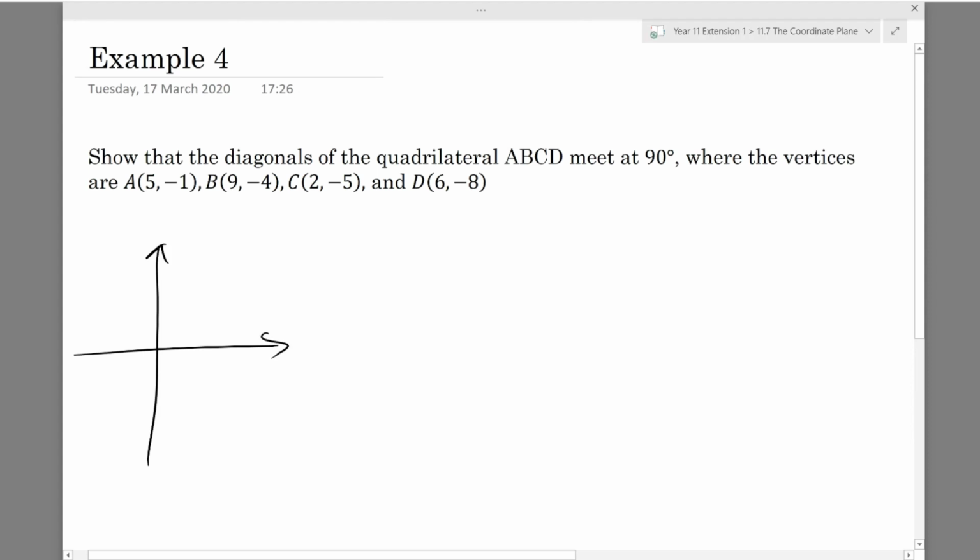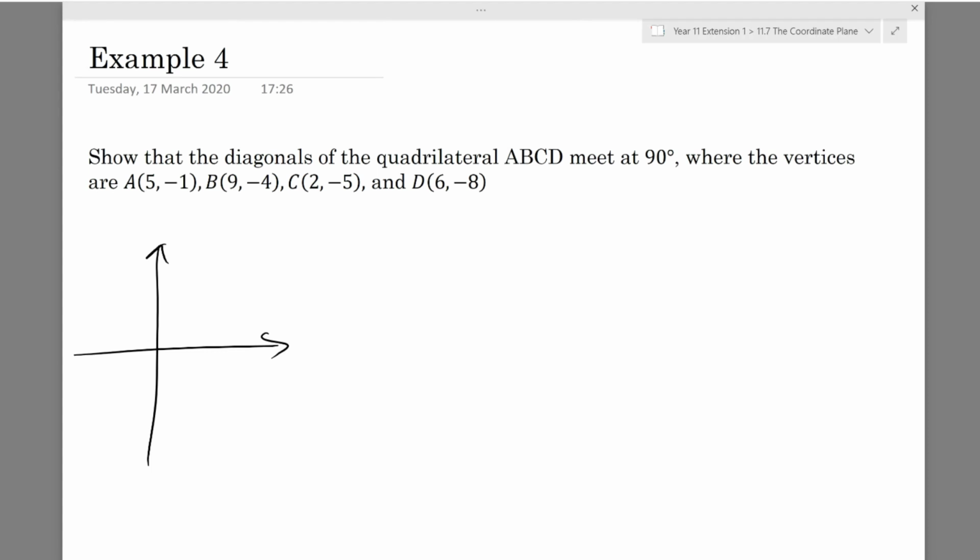Let's draw these points and see what type of shape we've got. Now, if they meet at 90 degrees, it means that the two diagonals must be something special. It also means that this shape has to be a specific type of shape. And if you guessed a square, go you. You did it.